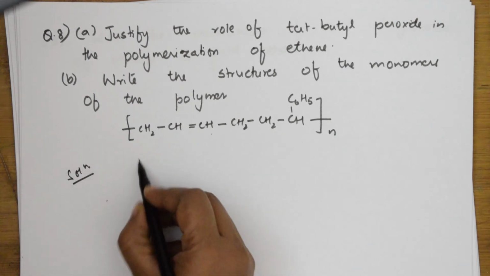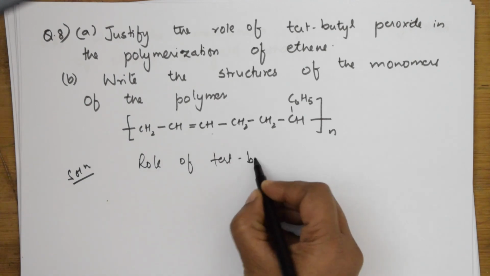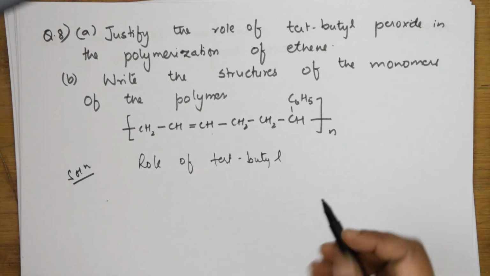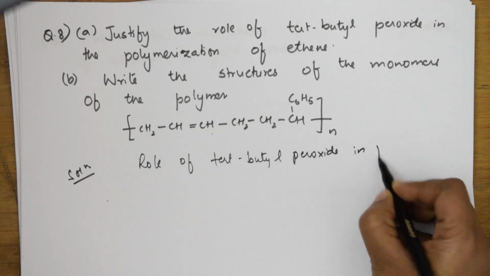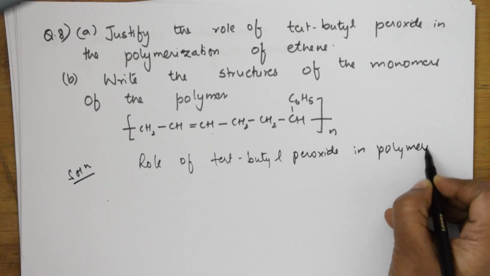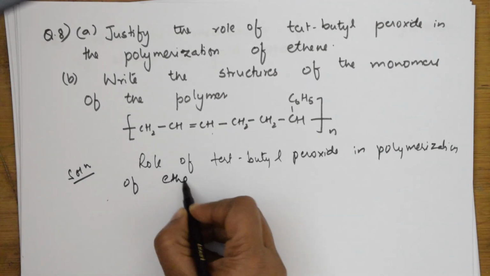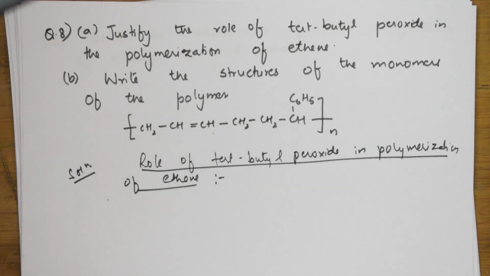So first of all, you will write like this: role of tertiary butyl peroxide. You directly write the heading like that: role of tertiary butyl peroxide in polymerization of ethene. You will write this and underline the whole thing: polymerization of ethene. What is the role? You have to get the mark directly. So you will just write: it acts as a free radical generating catalyst.